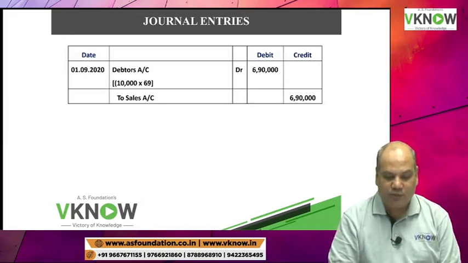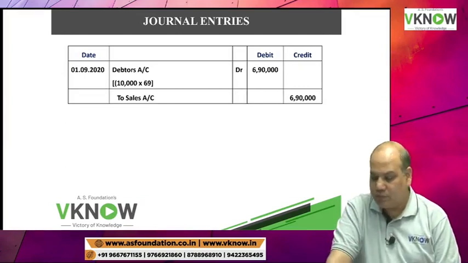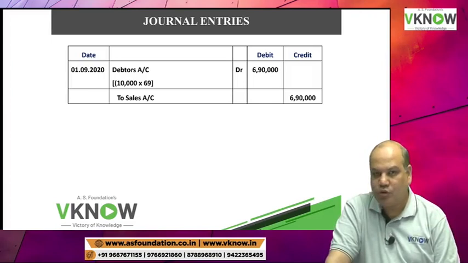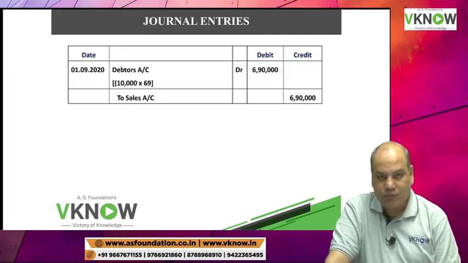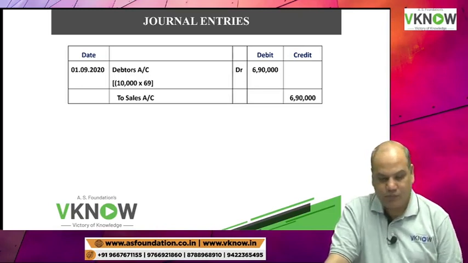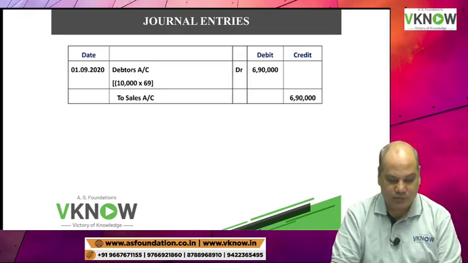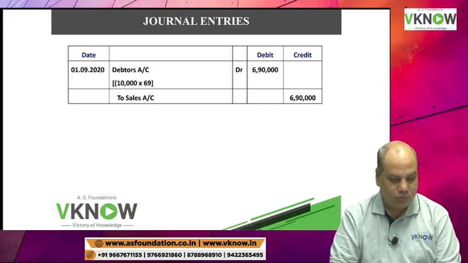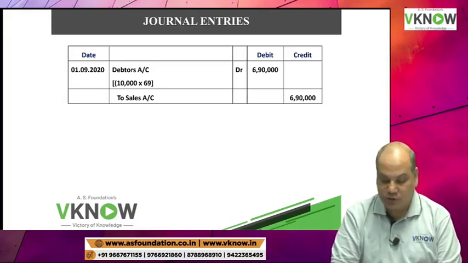1/9/2020. Come on, fast. Everybody, don't go away. On 1/9/2020, we have sold goods. Debtors account debit 10,000 into 69, 6,90,000, to sales account 6,90,000. Your study material does not have such a detailed question.